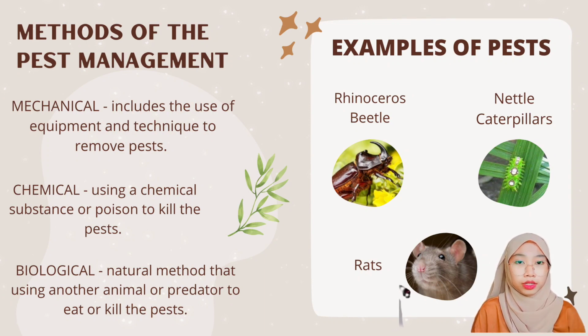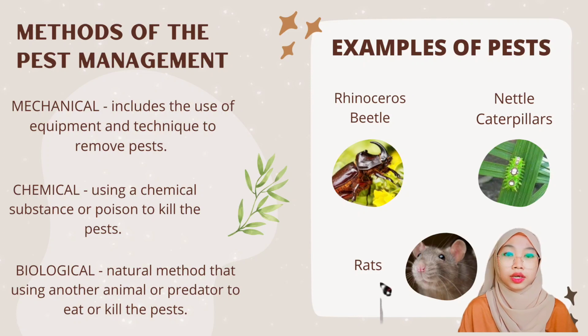The common pests that we can discover in oil palm plantations are rhinoceros beetle, nettle caterpillars, and rats. These pests have different ways in terms of mechanical, chemical, and biological control to prevent them from continuing to reproduce and damage the oil palm plantation.